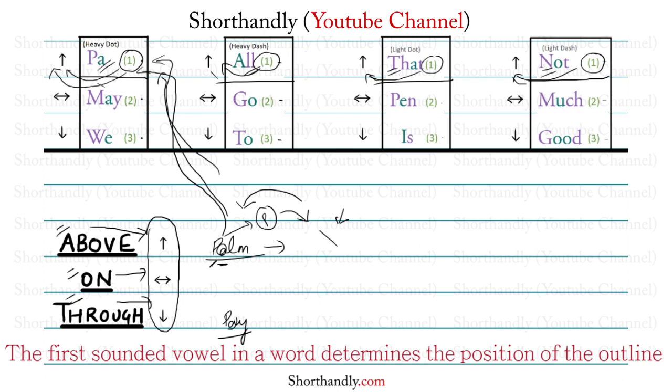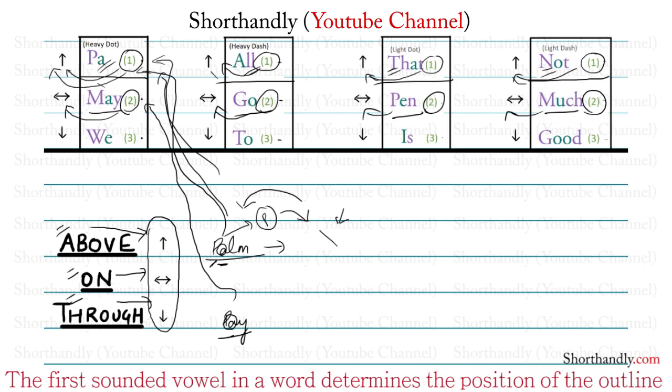So we have this A vowel now this time. And A vowel is same as we have in this "may" vowel. And as you can see, "may" is a second place vowel. And we have this on the line symbol here. All the second place vowels like may, go, pen, and much, all these four vowels are the second place vowels, and all these four vowels have this on the line symbol.